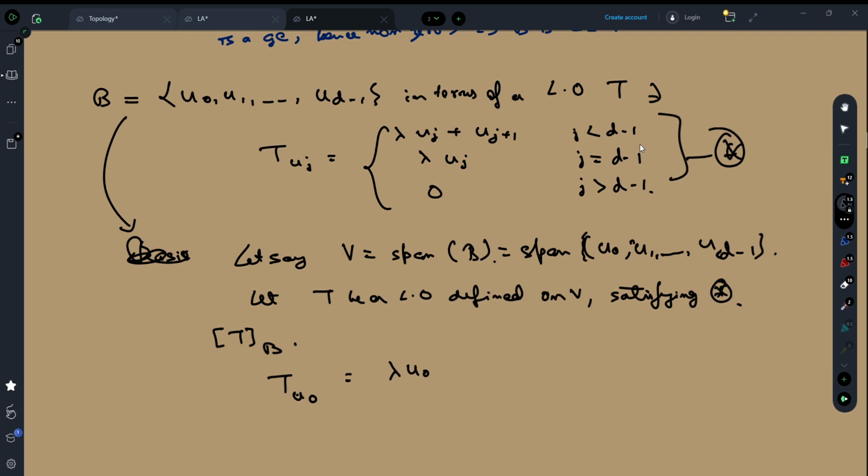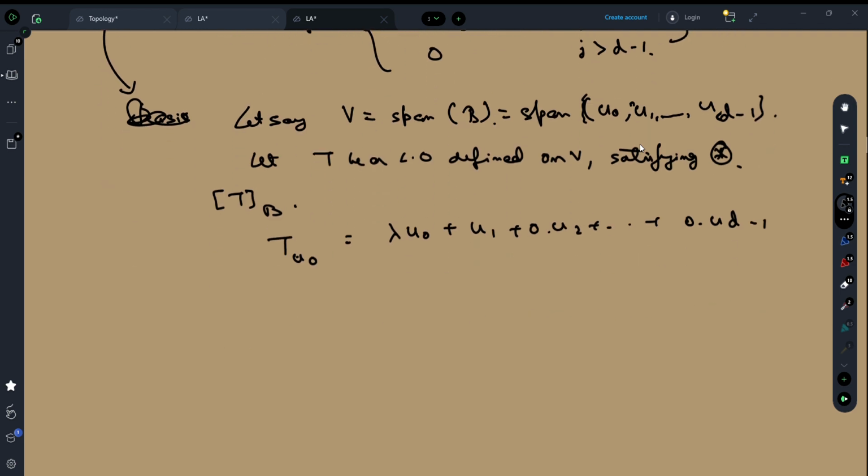So T of u0 is lambda u0 plus u1, right? And that is 0 times u2 and so on and so forth. It's 0 times u_{d-1}, right? What is T of u1? T of u1 is lambda u1 plus u2. All the other elements are 0, right? 0 times u_{d-1}. Here you have 0 times u0.